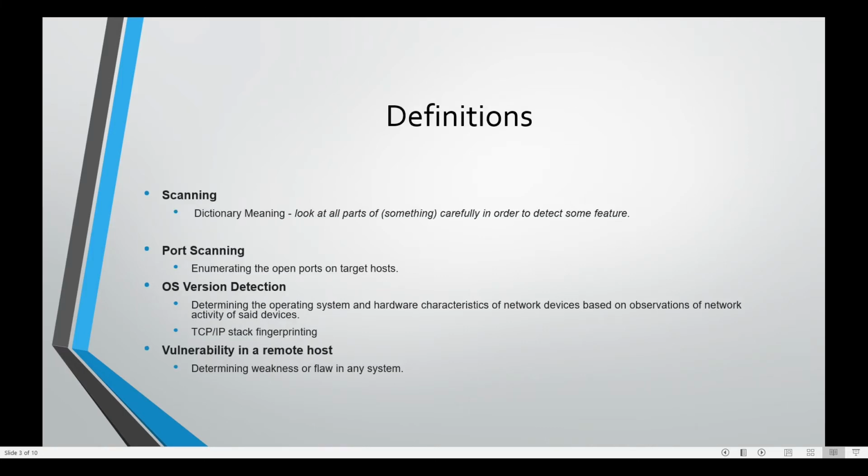Definitions. What do we mean by scanning? The dictionary meaning of scanning is looking at all the parts of something carefully in order to detect some feature. What is port scanning? Port scanning means enumerating the open ports on a target host. OS version detection is determining the operating system and hardware characteristics of network devices based on observation of network activity of said devices. TCP/IP stack fingerprinting is another name for OS version detection. What is vulnerability in a remote host? It is determining the weakness or flaw in any system.